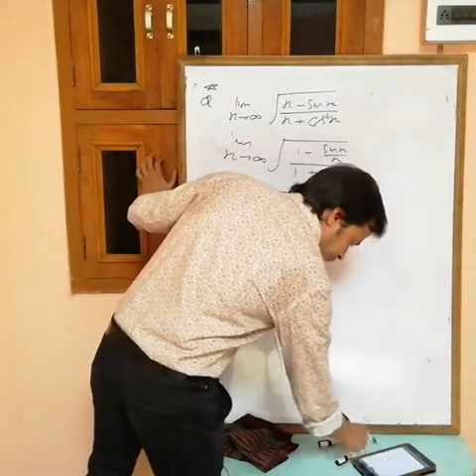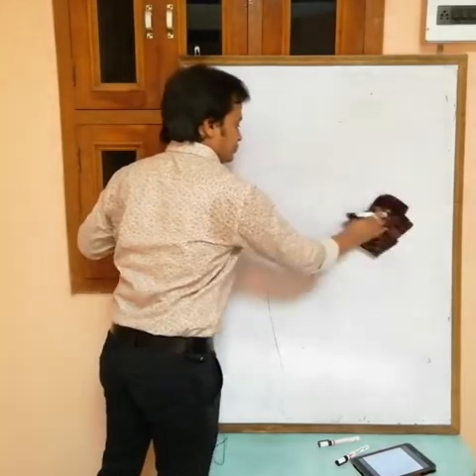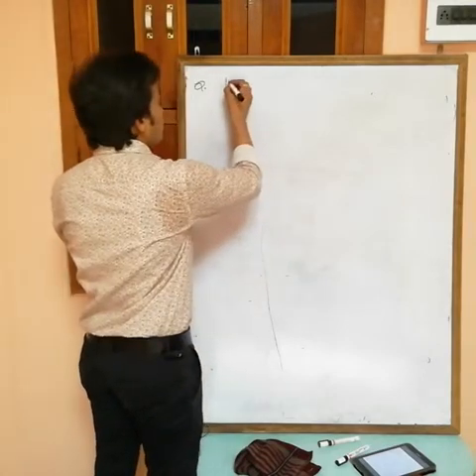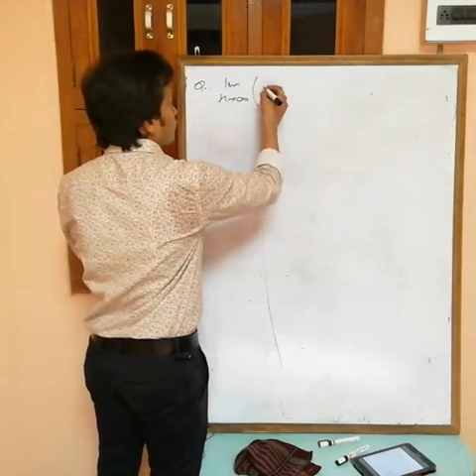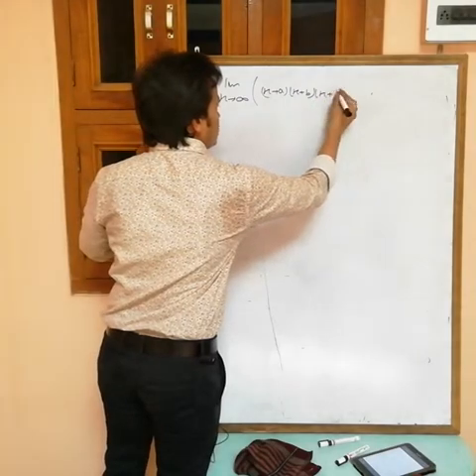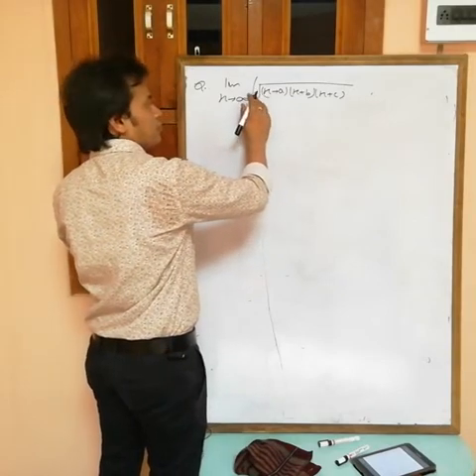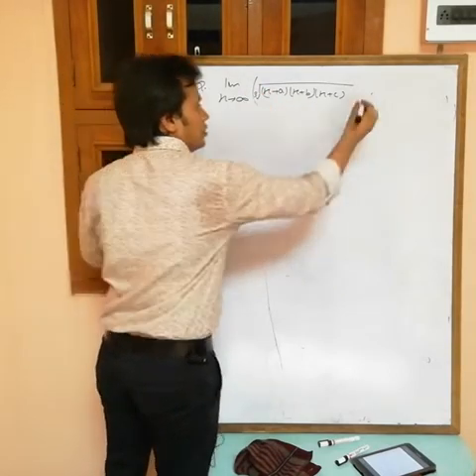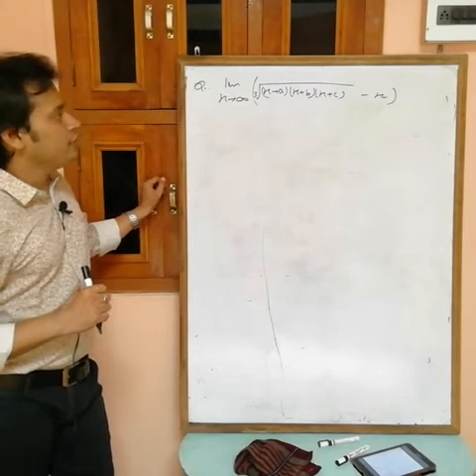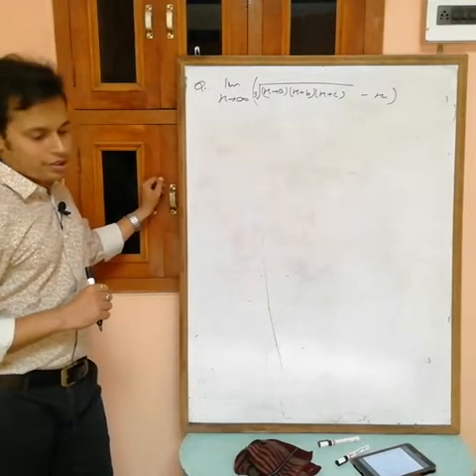Next. Limit x tending to infinity of cube root of x plus a, x plus b, x plus c, minus x. Cube root means this one to the power 1 by 3. Can you solve this one?